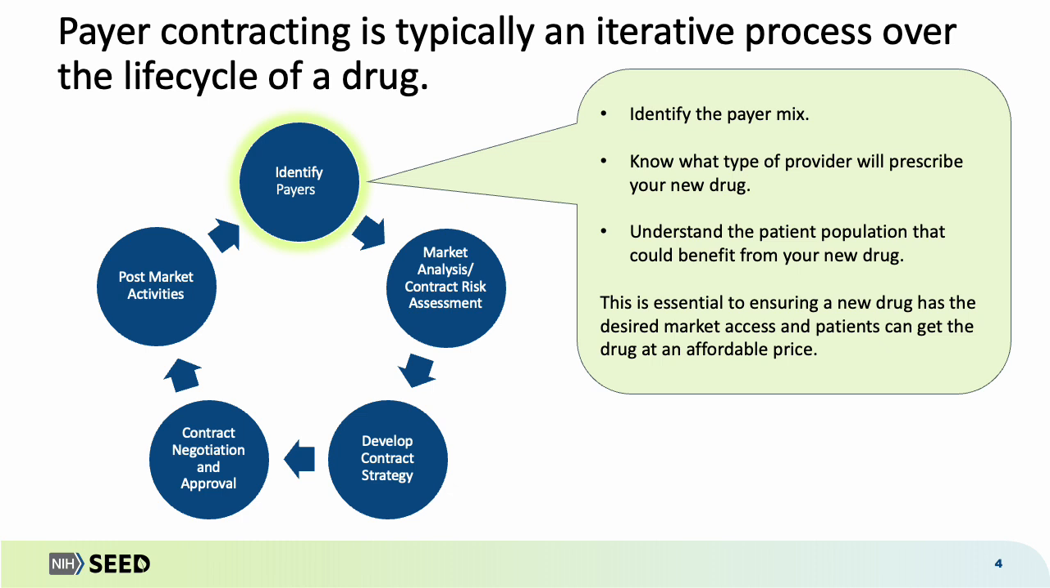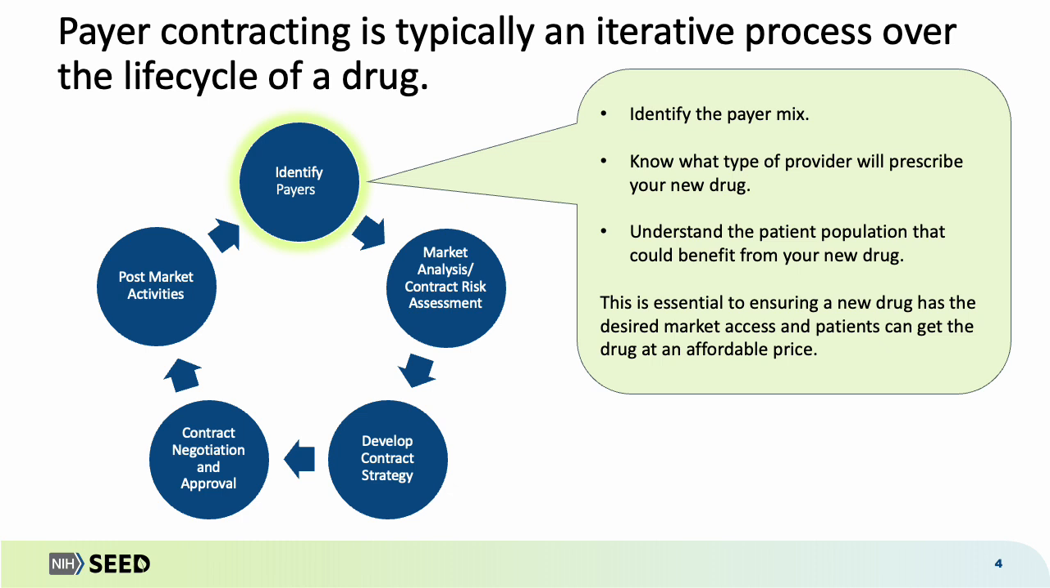So, as you can imagine, having the drug listed in a preferred tier position on a payer's covered drug formulary is a multi-step process, commonly referred to as the payer contracting process. It involves identifying payers, performing a market analysis and risk assessment, developing your contract strategy, negotiating, and signing a contract. And what comes after? Post-market tracking, assessment, and renegotiating per the terms of the contract. It is an iterative process over the life cycle of the drug.